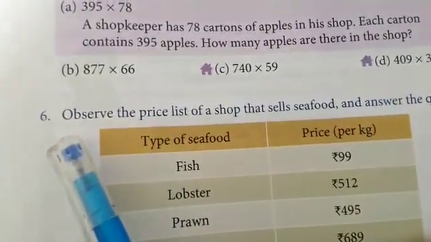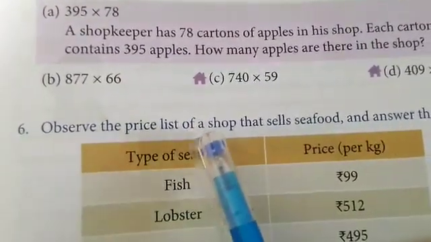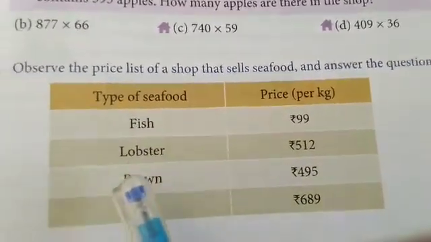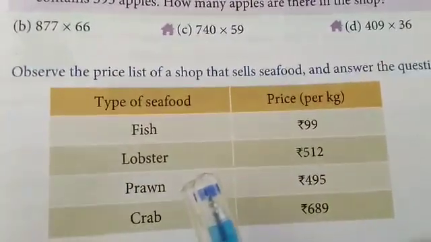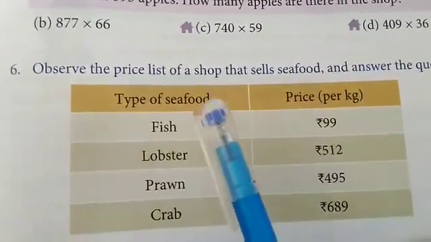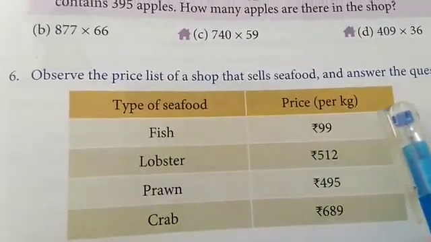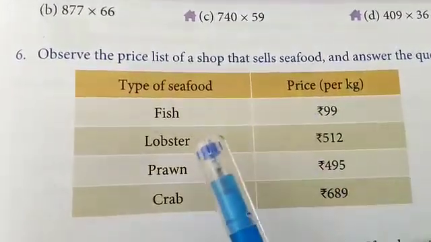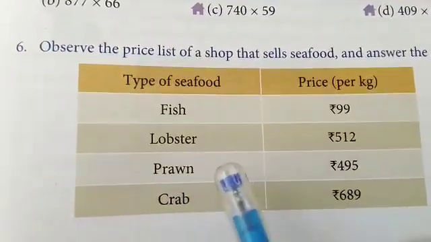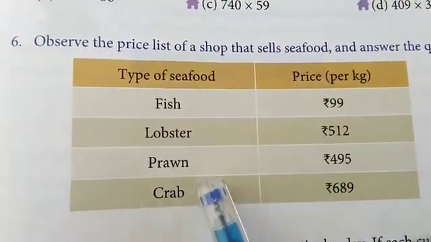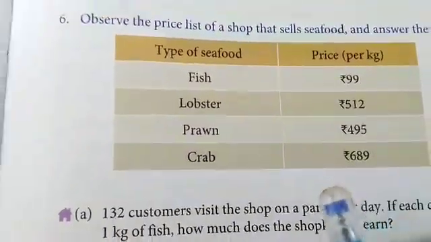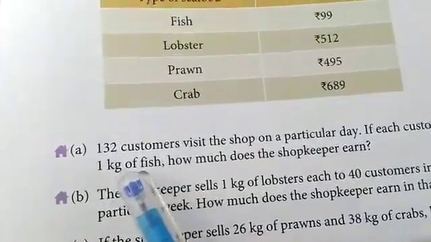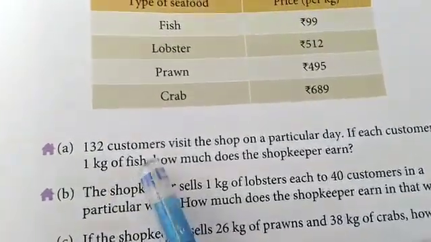Now move to question number 6. Observe the price list of a shop that sells seafood and answer the questions. Students, you can see on the screen one table is given: type of seafood and price per kilogram. Fish rupees 99, lobster rupees 512, prawn rupees 495, crab rupees 689. With the help of this table, you have to answer the given word problem kind of questions.